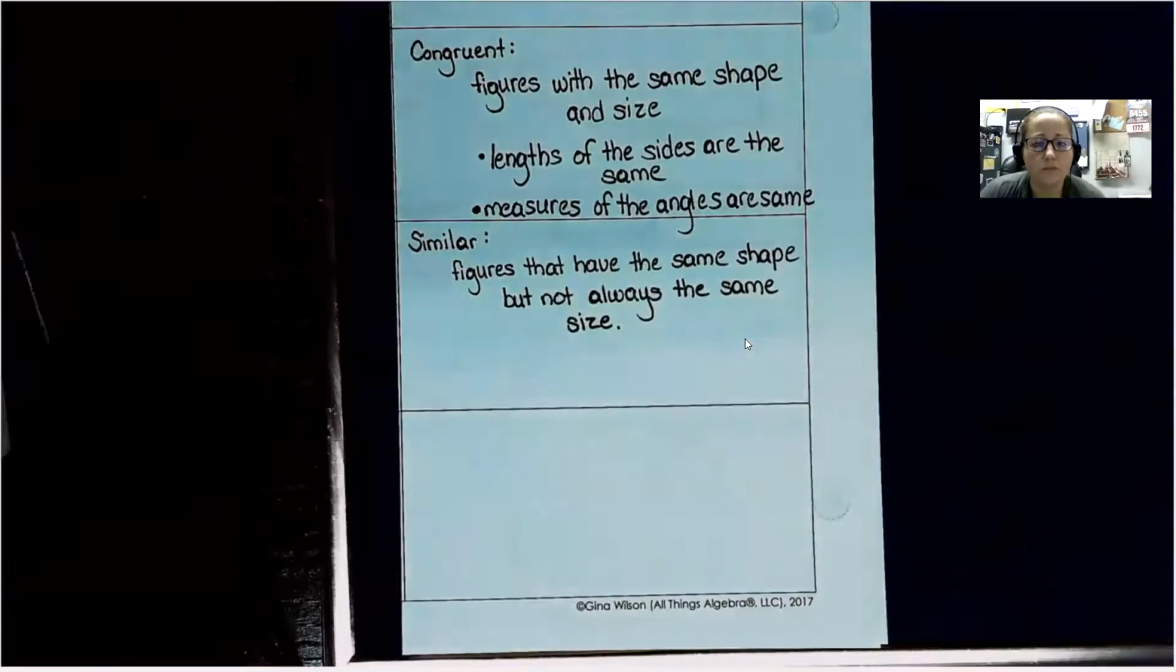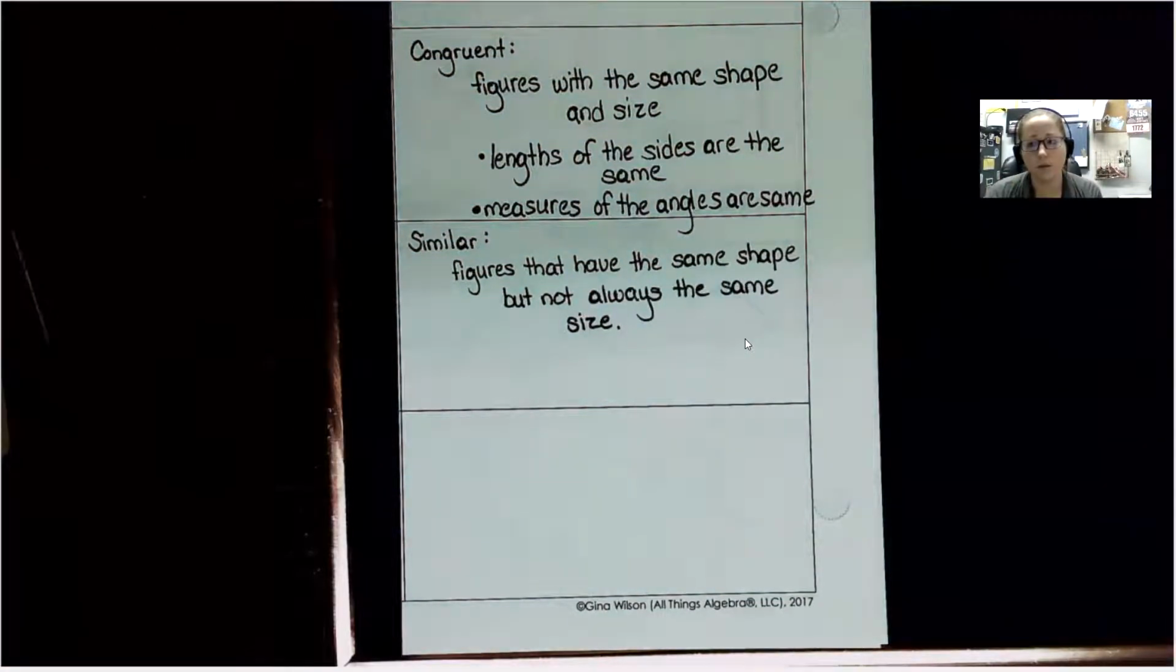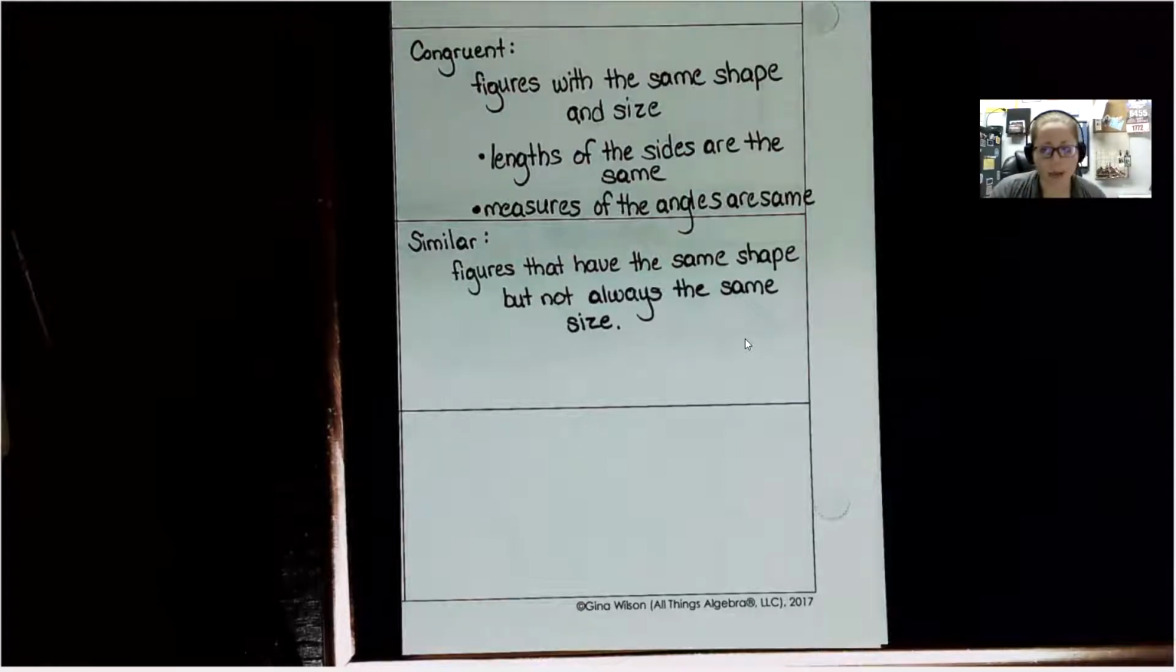With similar figures, you're going to see the shapes are the same, orientation still might be different, but the side lengths are not going to be equal, and the angle measures might not be equal. That's where you can decide if they're similar figures by figuring out what the scale factor is of each of those figures. So let's take a look at an example of this.